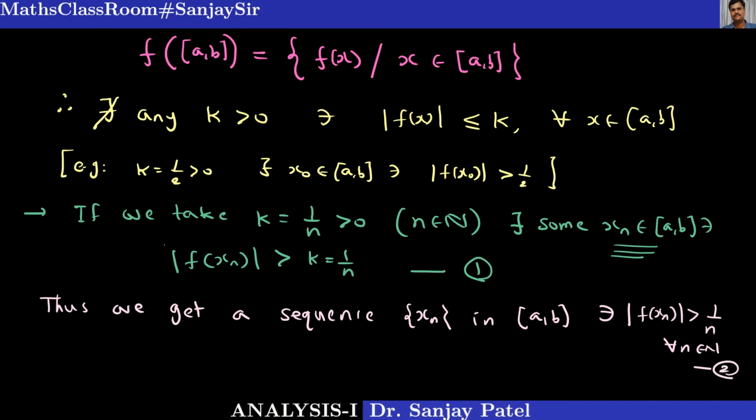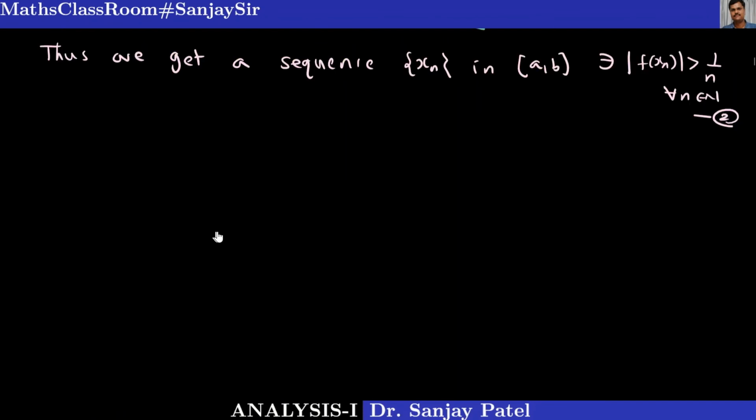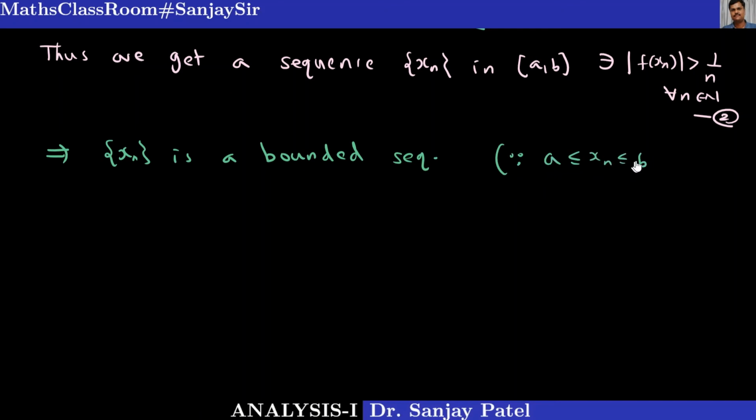So we have obtained a sequence xn of points in the closed interval [a, b]. Whenever all terms of a sequence lie in a closed interval, it is obviously a bounded sequence. So this implies xn is a bounded sequence, because all points of the sequence are lying between a and b for every n.